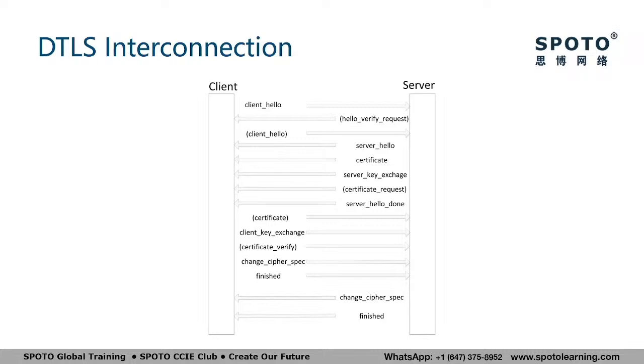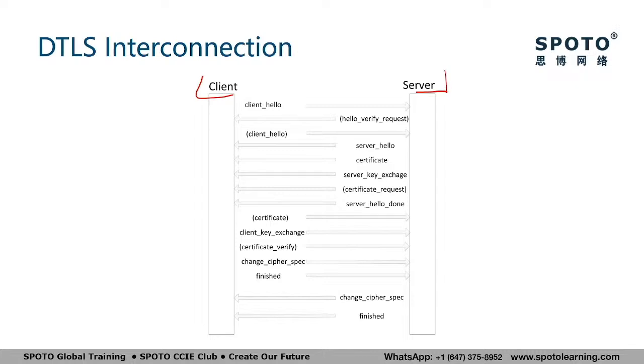How does DTLS work? We will briefly go through this. The entire process and the details are quite complicated. As a foundation course of SD-WAN today, we will just cover it at a high level. You might need this information for troubleshooting related issues during the deployment. We use this diagram as an example. There are two sides. The left side is the client. The right side is the server.